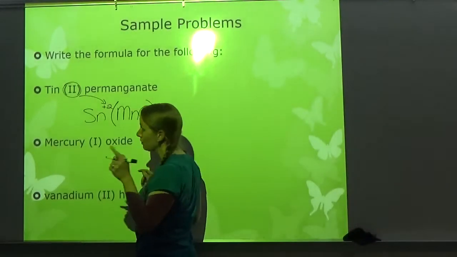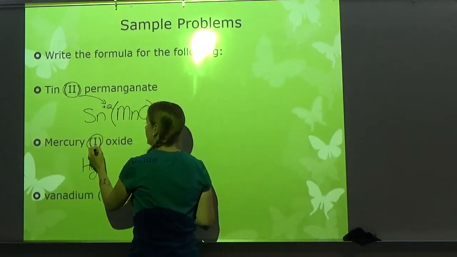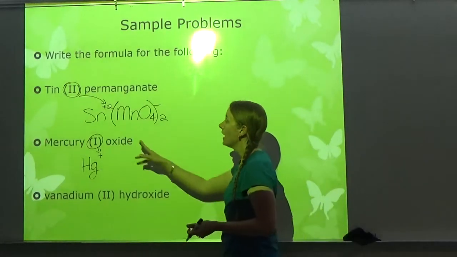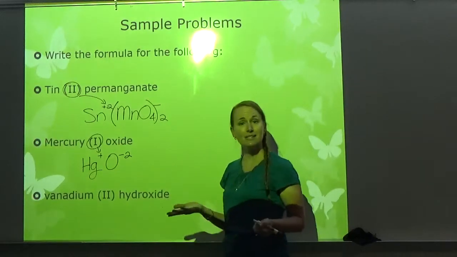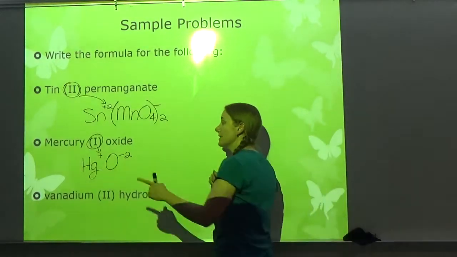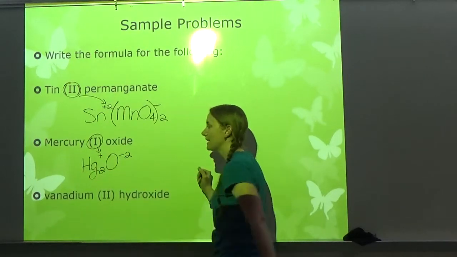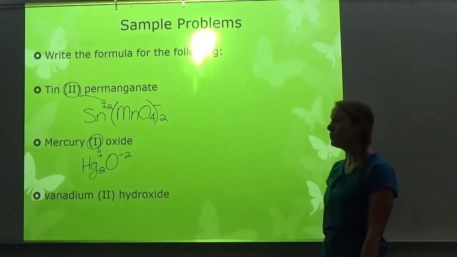So hopefully you know mercury is Hg. The 1 tells me the charge, so it has a +1 charge. Oxide is just oxygen. It has a -2 charge because it's in group 16. And so then +1, -2 don't cancel, so I cross my 2 down and get Hg2O. And last one, vanadium 2 hydroxide.